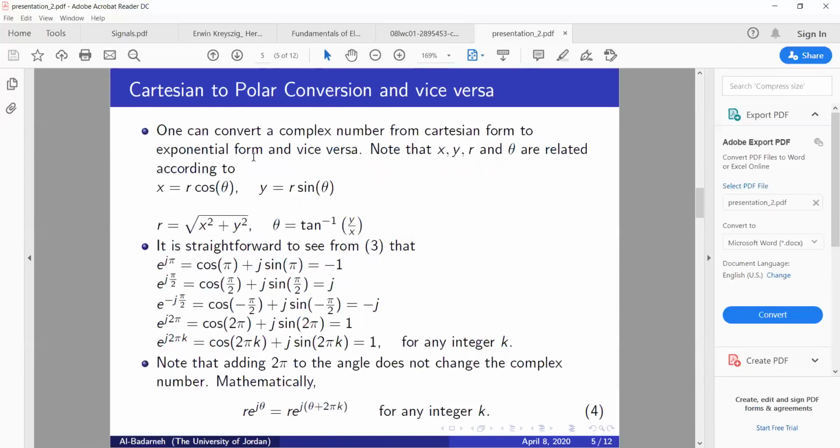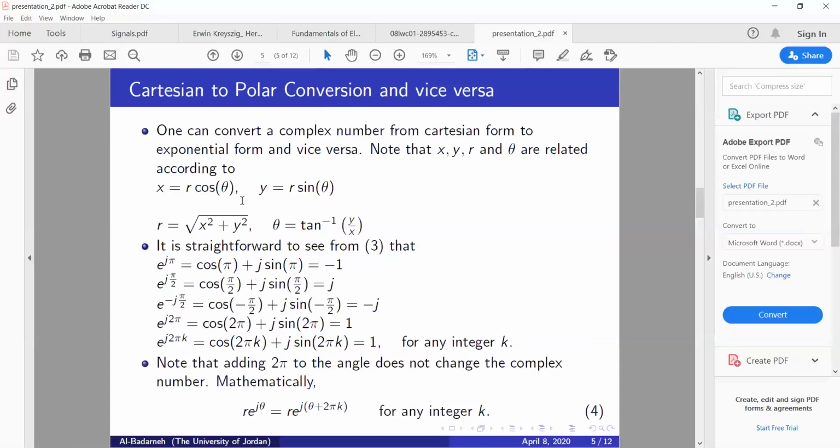Now, one can convert a complex number from Cartesian form to exponential or polar form, and vice versa. This is easy if we put together the relationships between x, y, r, and theta. So x is equivalent to R cosine theta and y is equivalent to R sine theta. Of course, if we are given R and theta, we can obtain x and y, and then we can convert a complex number from the exponential form to the Cartesian form.